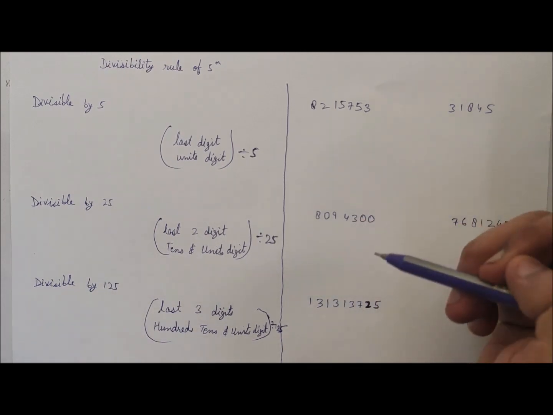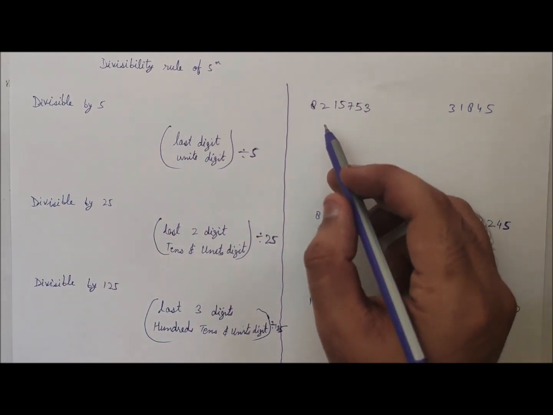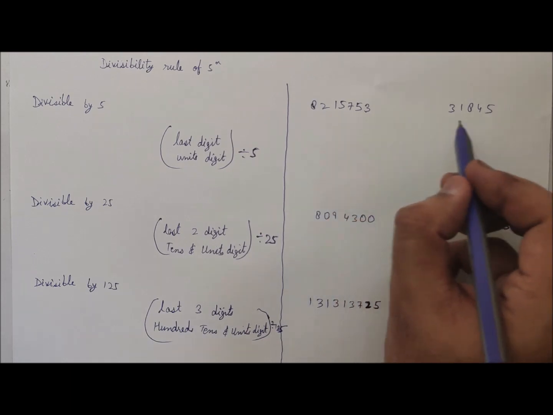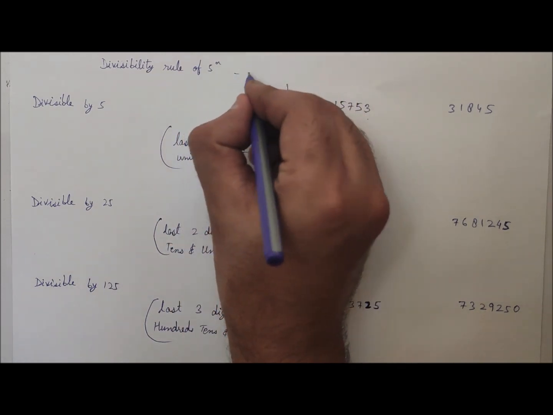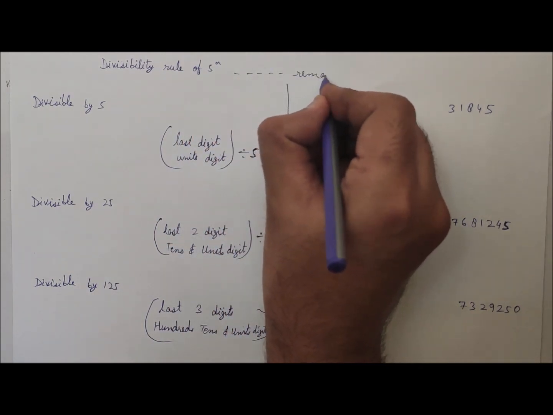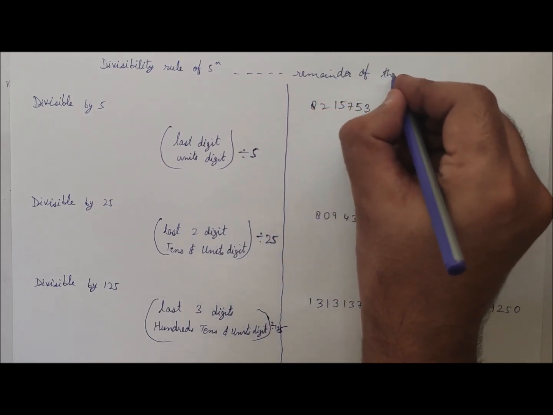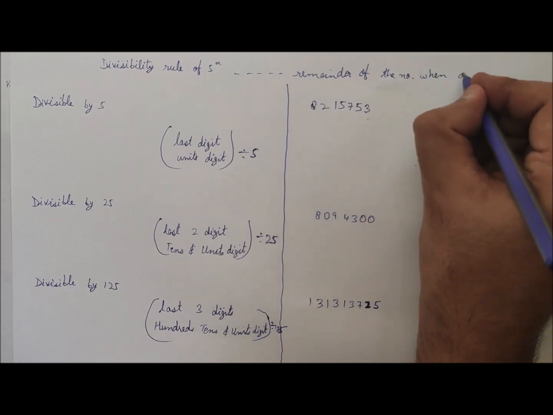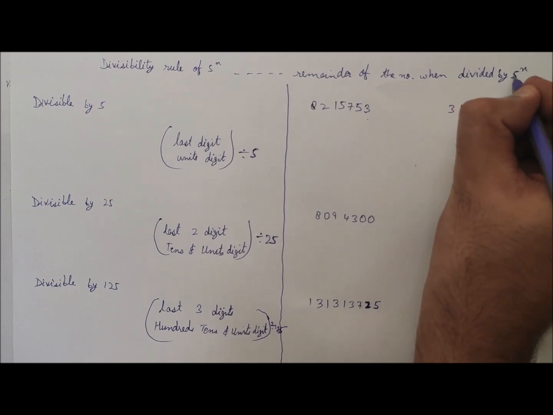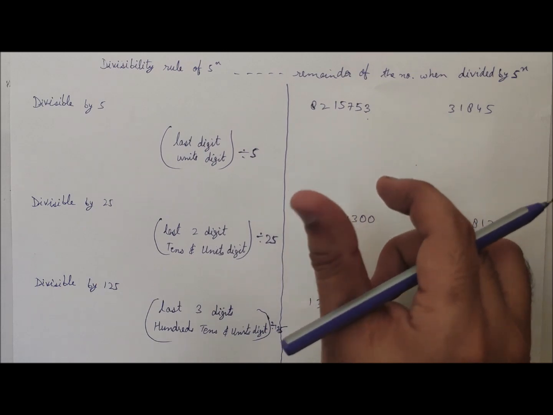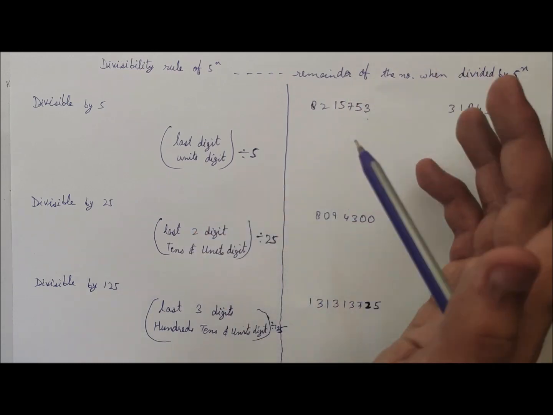So we have some examples in a similar format. For the divisibility rule by 5, we'll check whether these two numbers are divisible by 5 or not. The same rule applies here also. We can also consider the remainder of the number when divided by 5 to the power n. So we can consider as the remainder the leftover that we get when we divide it by 5 to the power n, maybe 5, 25, 125, 625 and so on.